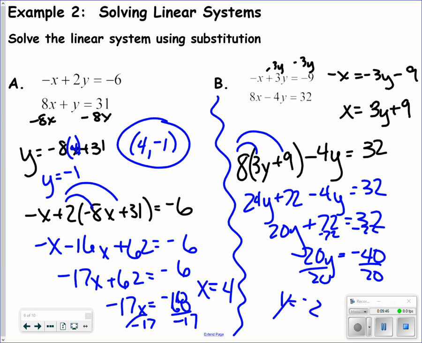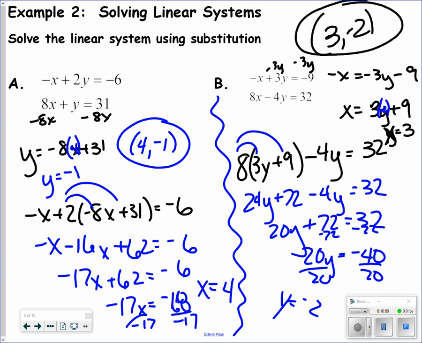I'm now going to go way back up to the top, and instead of the y, I'm going to put a negative 2. So 3 times negative 2 is negative 6, and negative 6 plus 9 is positive 3. So positive x equals positive 3. So positive 3, negative 2 is the answer for x and y.